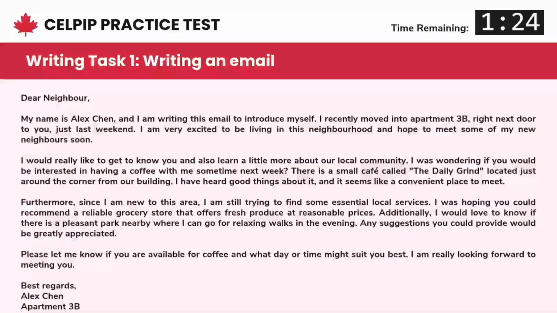This explanation will help you understand how the model answer effectively addresses the email task. If you need more time to read the complete email text on your screen, please feel free to pause the video now. First, let's see how the email successfully covers all three required points from the prompt.